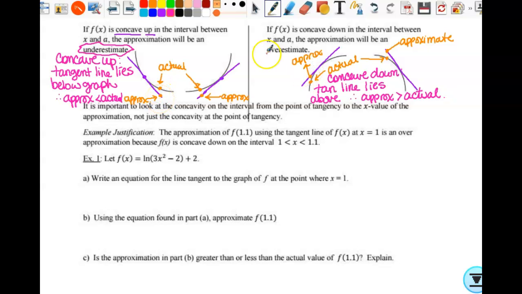The approximation here is an overestimate. That's something that we'll have to explain in our answer, whether it's an overestimate or an underestimate. So you need to think: if it's concave up, then if I draw my line, I can see that the line's underneath it. That's what makes it an underestimate. If I draw this and I know it's above it, that's what makes it an overestimate. So you can draw yourself a little sketch, or you can just visualize it, whatever works for you.